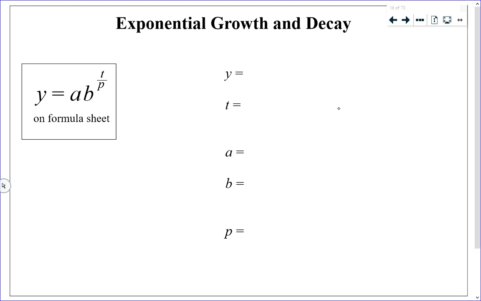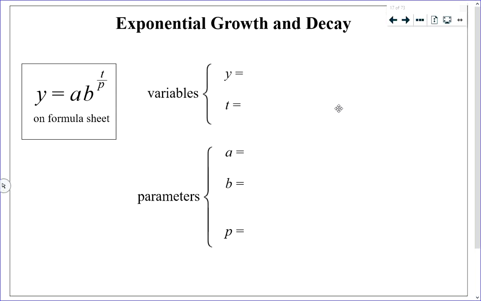But as I've said numerous times in class, I think it's crucial that you understand that there's 2 classes of these letters. They're not all variables. Y and t are variables. So in other words, if you sketch a graph of this equation, you will have y on the vertical axis and t on the horizontal axis. They are variables. Whereas a, b, and p are parameters that define a particular application.